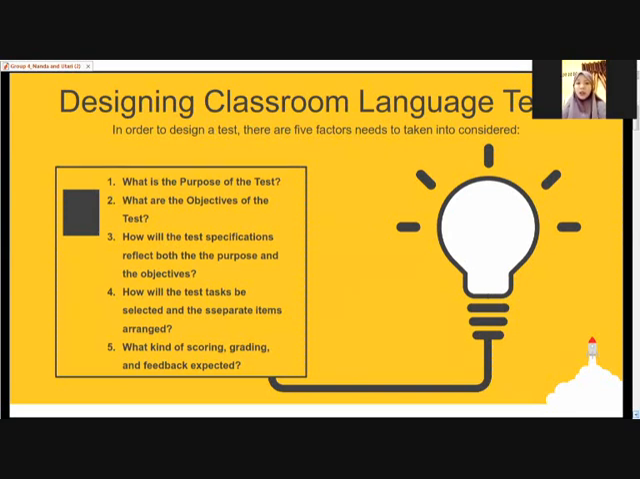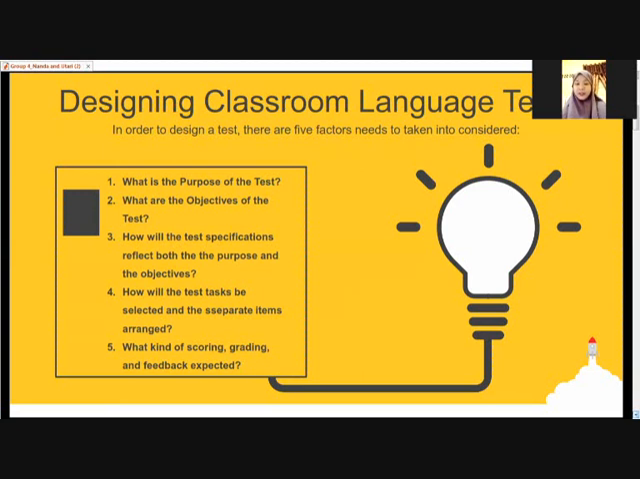The second is, what are the objectives of the task? It is about what specifically am I trying to find out. Establishing appropriate objectives involves a number of issues, or decisions about what language abilities are to be assessed. And the third is, how will the task specifications reflect both the purpose and the objectives? To evaluate or design a task, you must make sure that the objectives are incorporated into a structure that appropriately weights the various competencies being assessed.